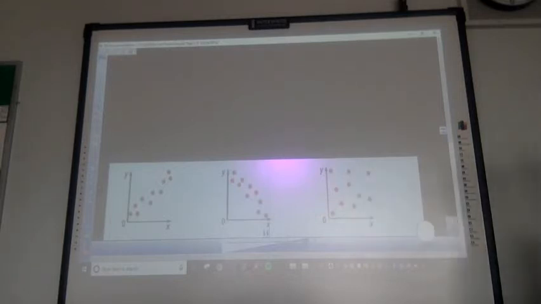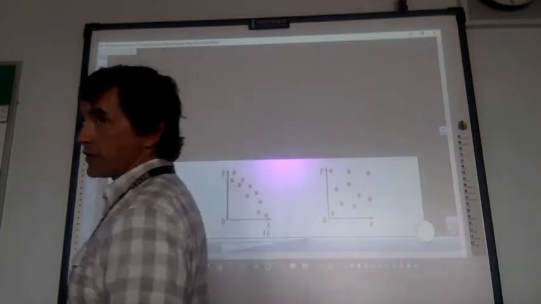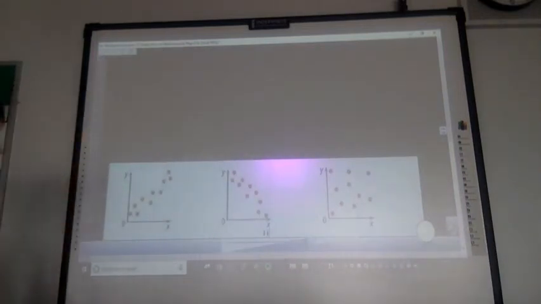So every red dot represents an ordered pair. These are called scatter plots. We're doing 5.7, scatter plots and trend lines.